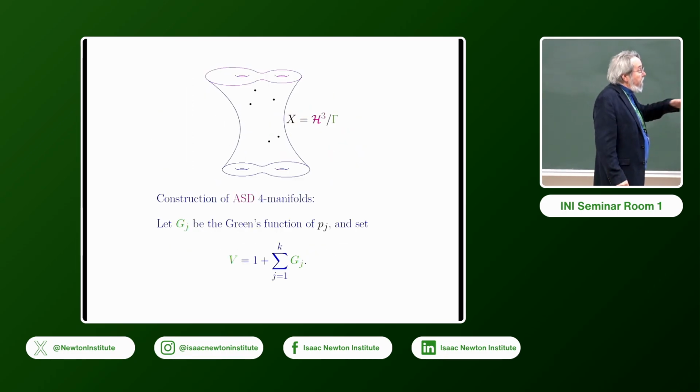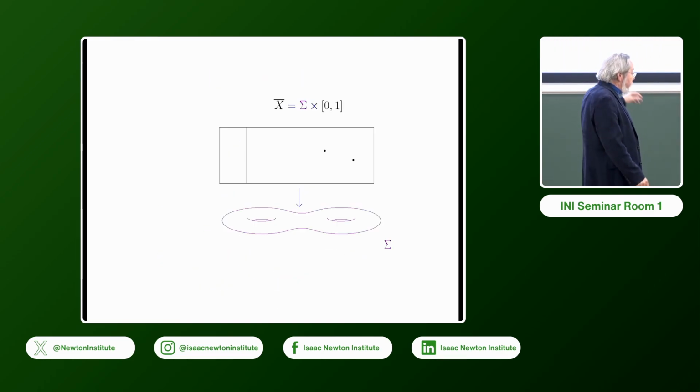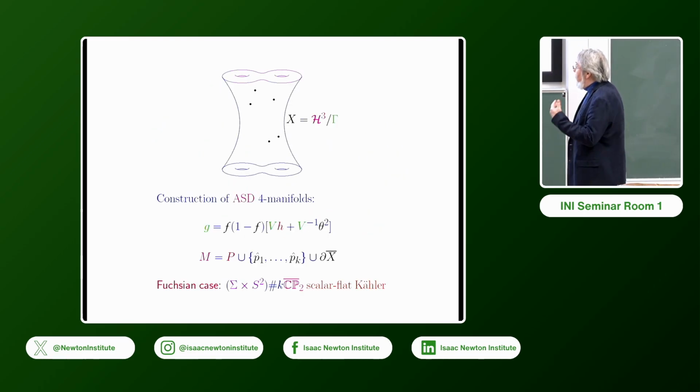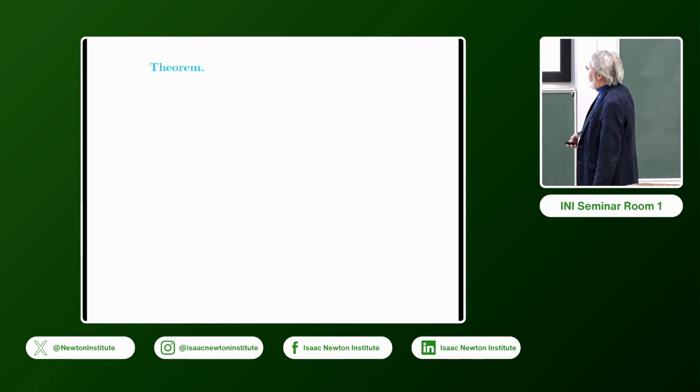Okay, so you can now just imitate exactly the same story. It's the same story, it works exactly the same way. You get the same diffeomorphism type as before, but it's no longer a Kaehler metric.